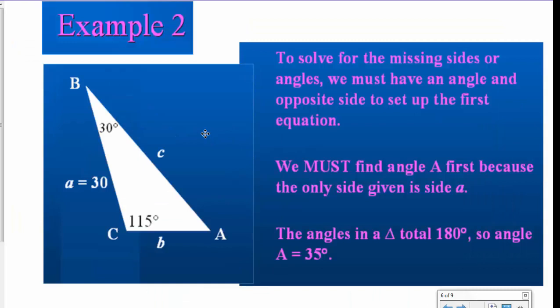Here's another example. To solve for the missing sides or angles, we have to have an angle and opposite side set up in order for it to work. The law of sines is based on knowing a side and an angle across from it. Notice on this one, we must find angle A first because the only side given is side A. So the angles in the triangle total 180 degrees, which means angle A has to equal 35 degrees.